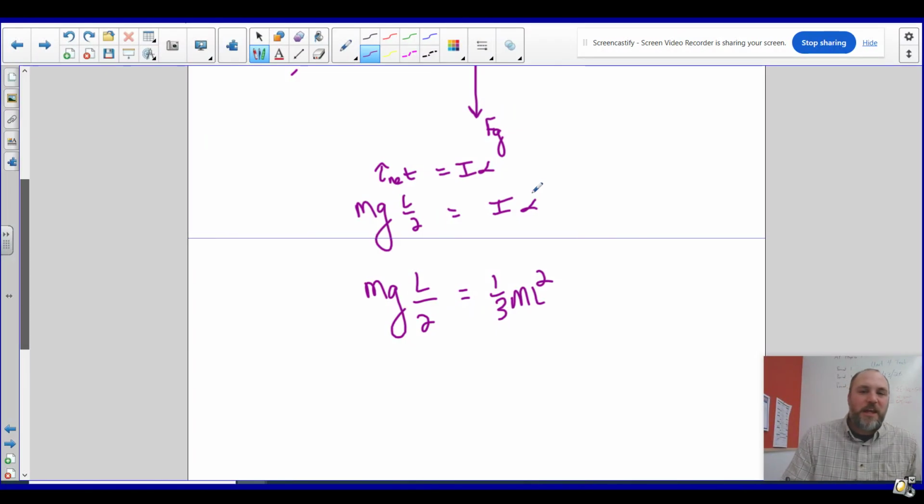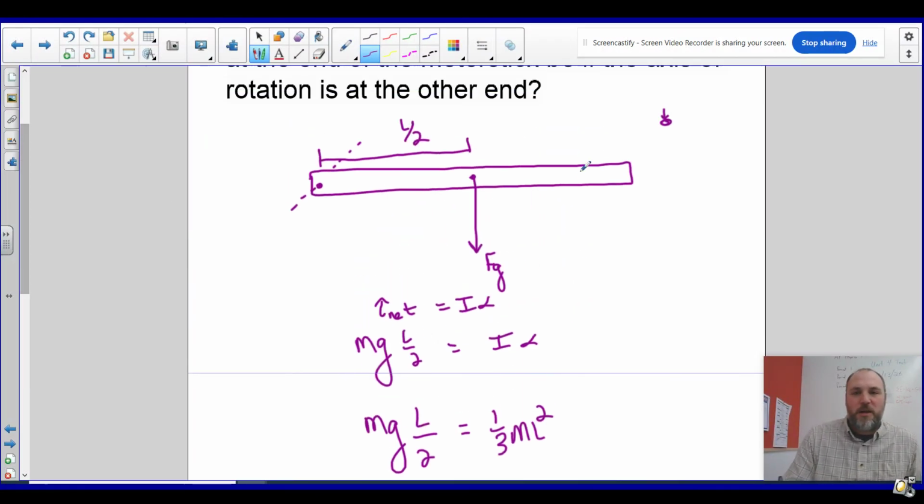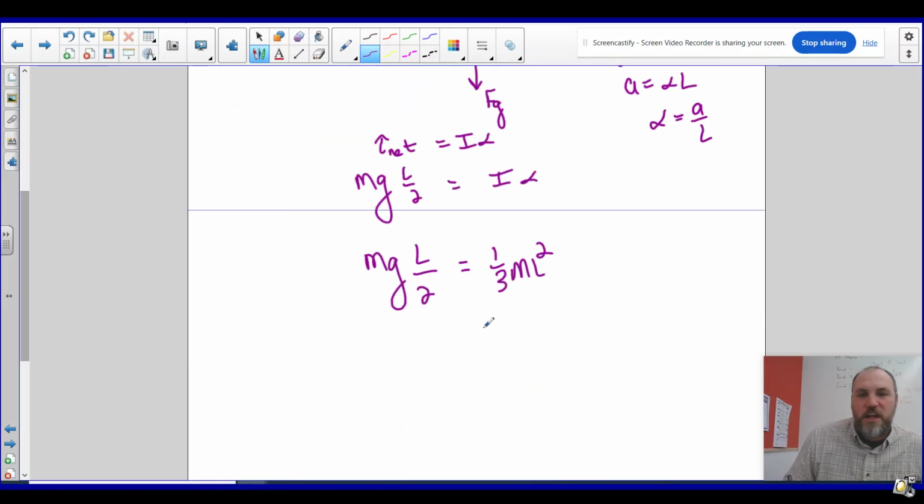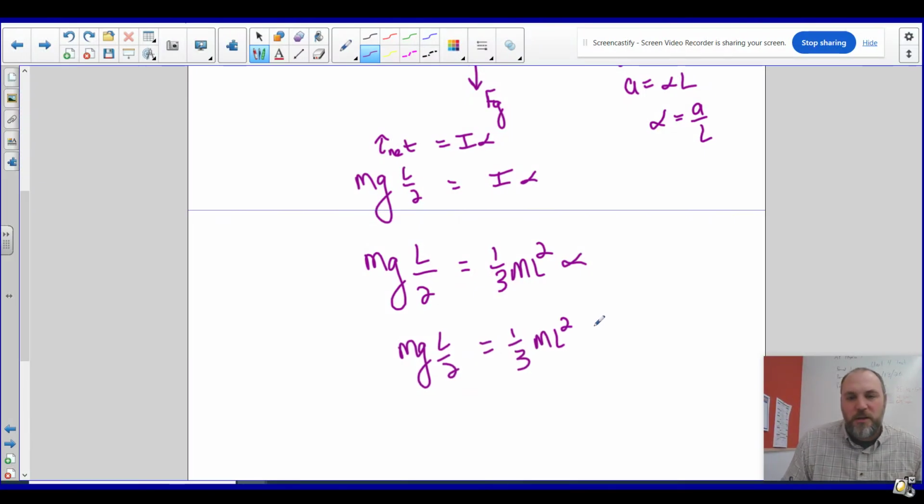And I could relate the angular acceleration of the entire rod to the acceleration at this particular point. So I know that a is equal to alpha r, and how far is this object from the rotation axis? That's just a distance of L. So I could replace alpha with a over L. The linear acceleration of this point on the meter stick is related to the angular acceleration by the distance to the rotation axis. So I have alpha here, which I'm going to replace with a over L. So 1/3 ml squared times a over L.